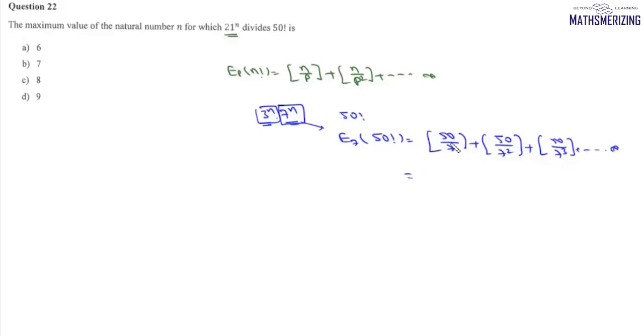Now 50 by 7 is 7 point something. Its greatest integral function is 7. Now 50 by 49 is 1, and all other values will be less than 1. So their greatest integral function will simply be 0. So exponent of 7 in factorial 50 is 8. So the maximum value of natural number n for which 21 to the power n divides factorial 50 is simply 8. And that's your option number C.